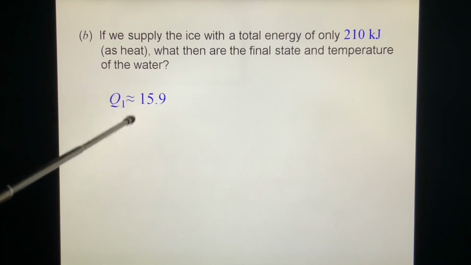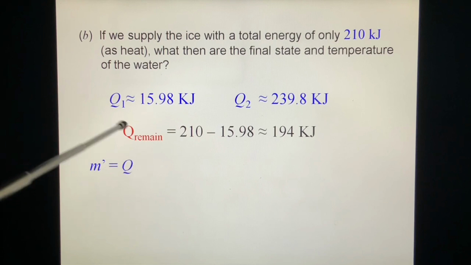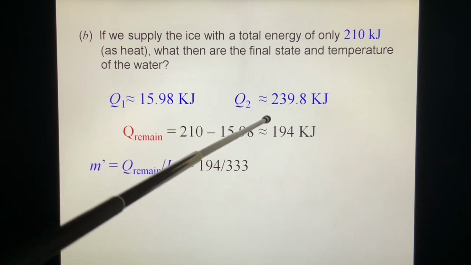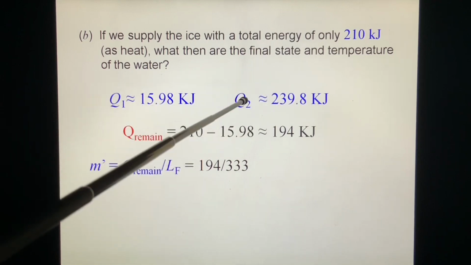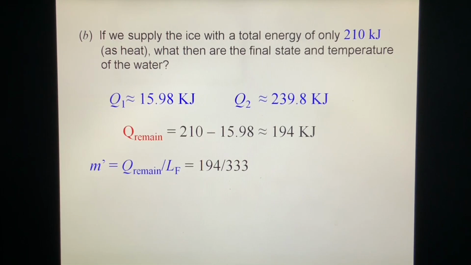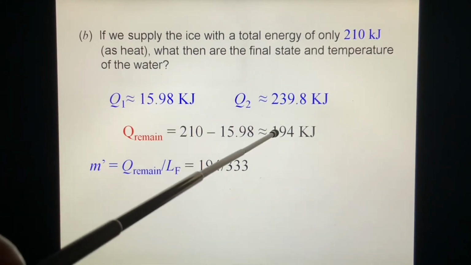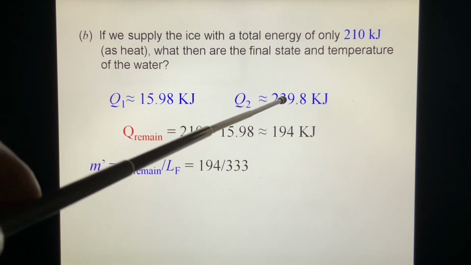So we check. First, from minus 10 to 0, we need 15.6 kilojoules. We have calculated the phase change as this one. So we see we can finish this one, but not this one. That means only part of the ice becomes liquid, and part of the ice stays as ice. So let's see, 210 minus 15.6 you have 194.4 kilojoules. And for total phase change, we need 239.8.